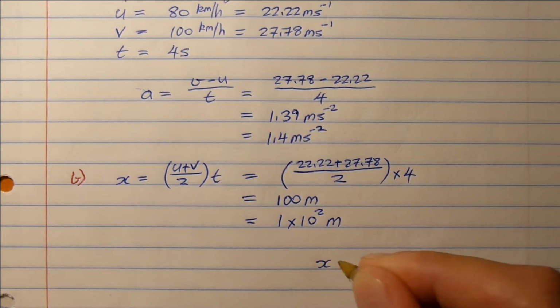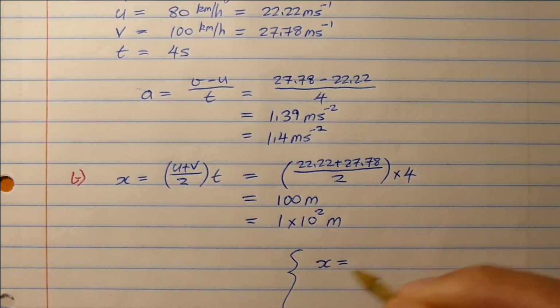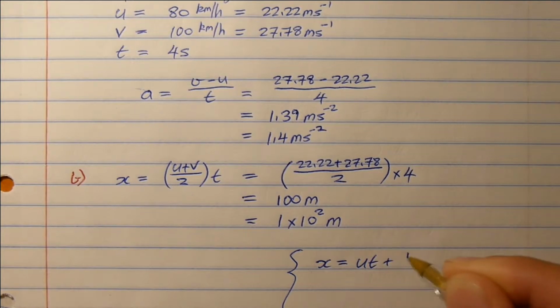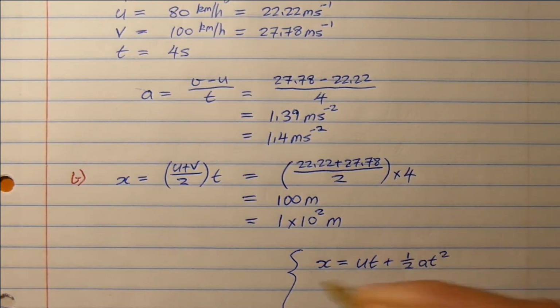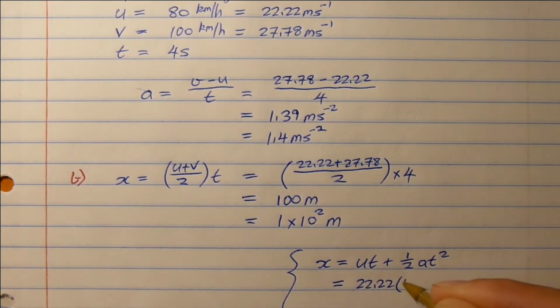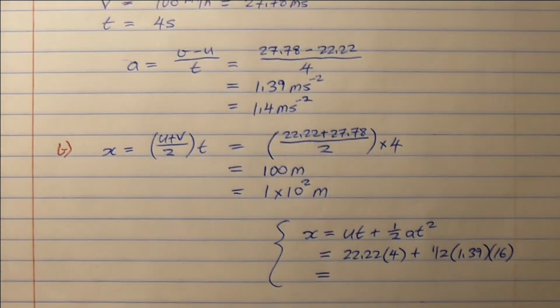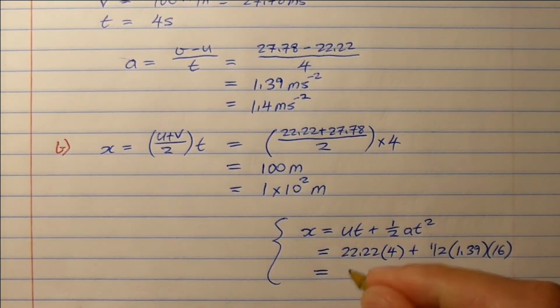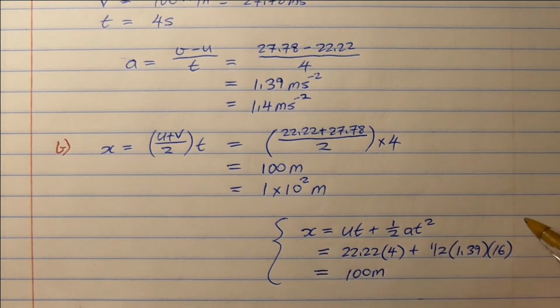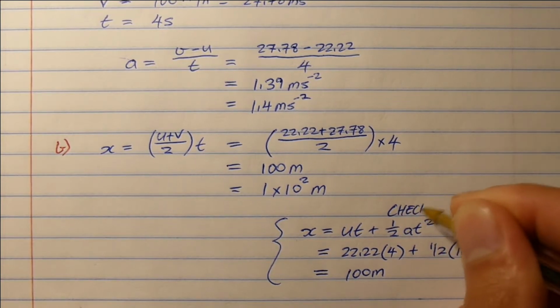As a double check, so this is a bit extra. X is equal to ut plus 1/2 of at squared. U was 22.22 times the time of 4 plus 1/2 of a, 1.39. T squared is 16. And by the time you put all that into the calculator and work it out, you'll find that you also get 100 meters. So this is just a check.